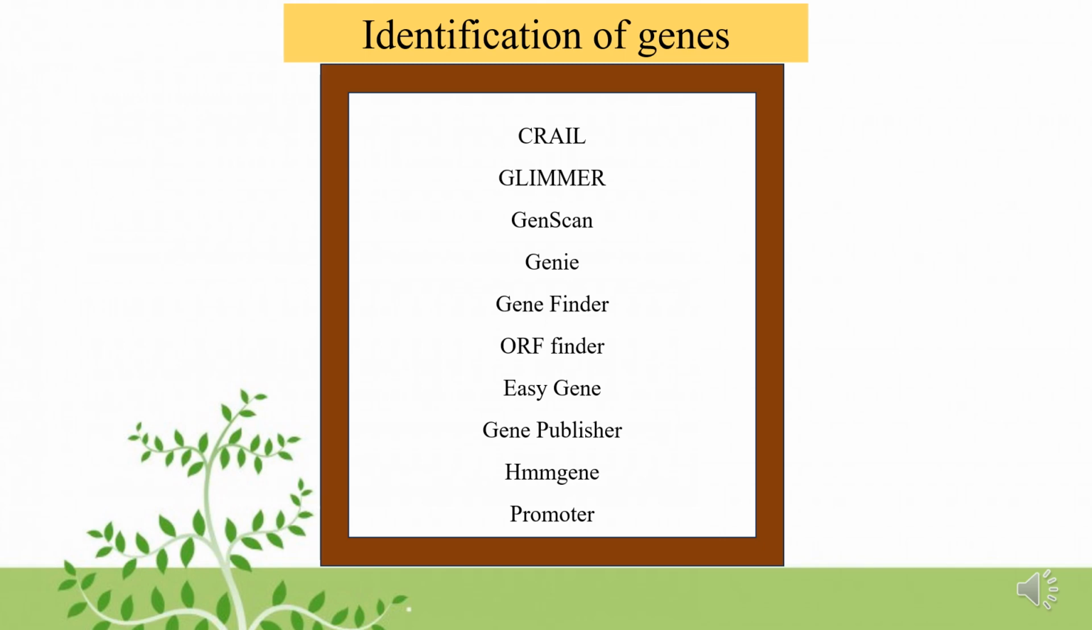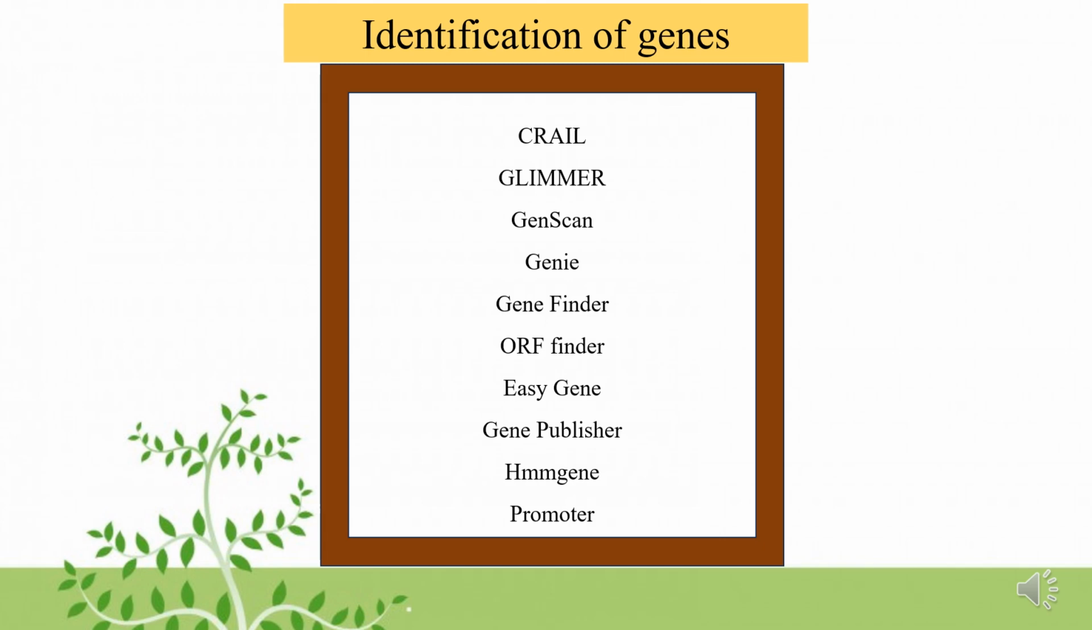And the second one is Glimmer. Glimmer is software used for finding genes in microbial DNA, especially the genomes of bacteria and fungi. The gene locator and interpolated Glimmer uses interpolated IMMs to recognize the coding regions and differentiate them from non-coding DNA.